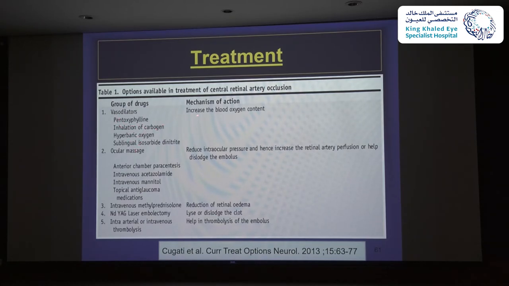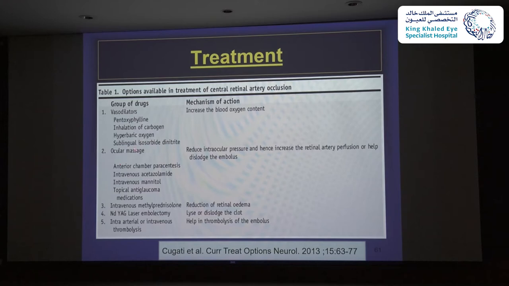Pentoxifylline could help to increase the blood flow. Inhalation of carbogen helps to increase the blood oxygen content. Hyperbaric oxygen and sublingual isosorbide dinitrate could help. So this is the first group of the management.